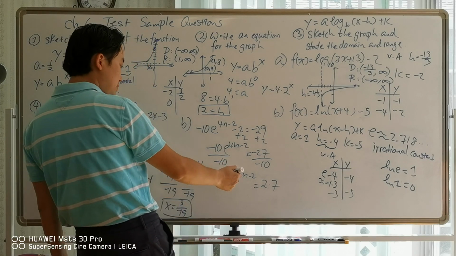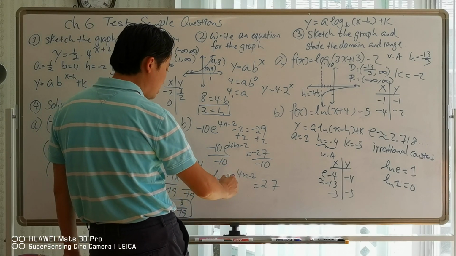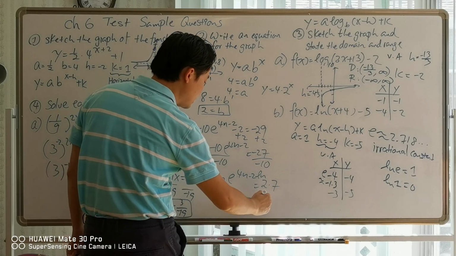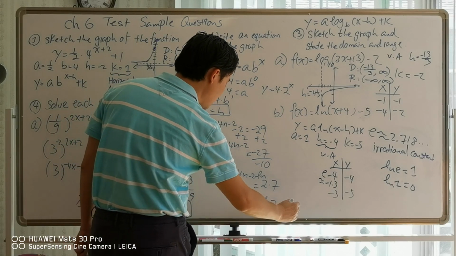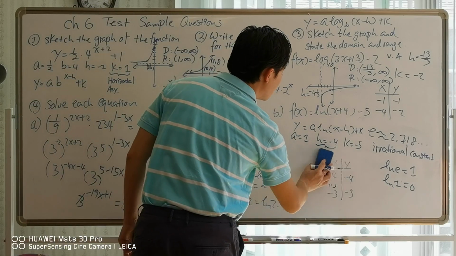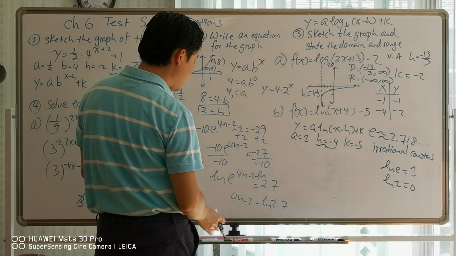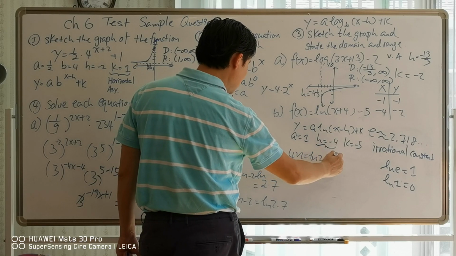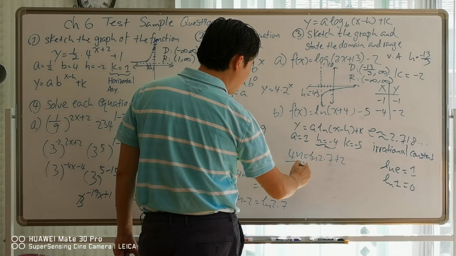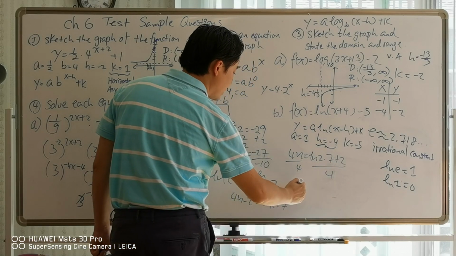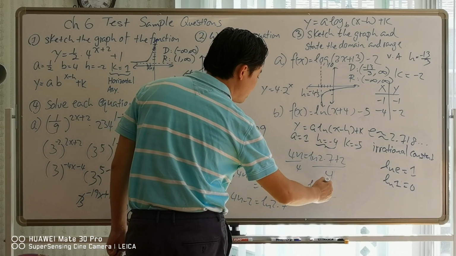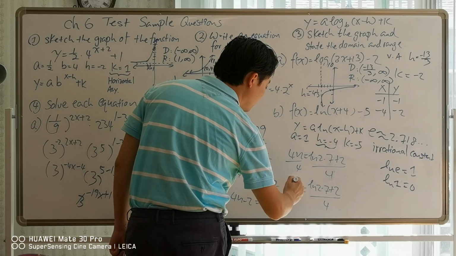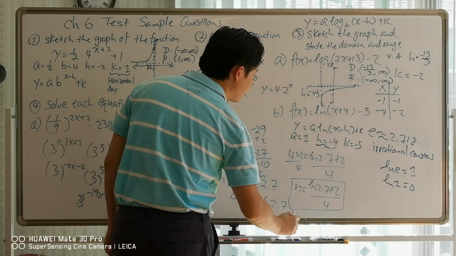And now for the e here, so we just want to get rid of that e, take the natural log of both sides. So we got negative 4n minus 2 equals natural log of 2.7. And then now from here, so we just want to add 2 on both sides. So natural log of 2.7 plus 2 divided by negative 4 both sides. So n equals natural log of 2.7 plus 2 all over negative 4. And that's the solution.